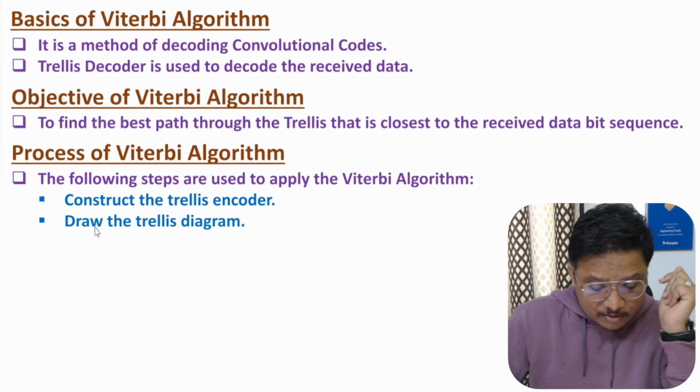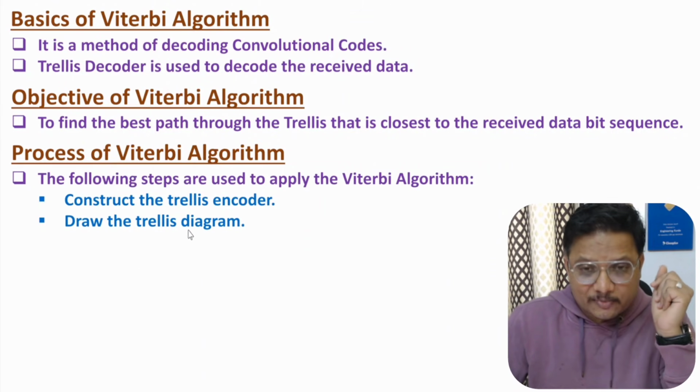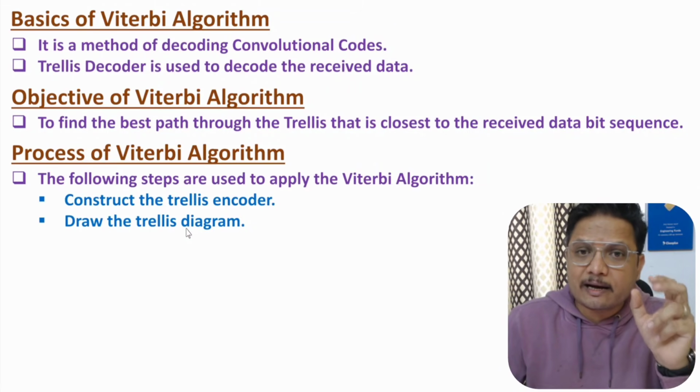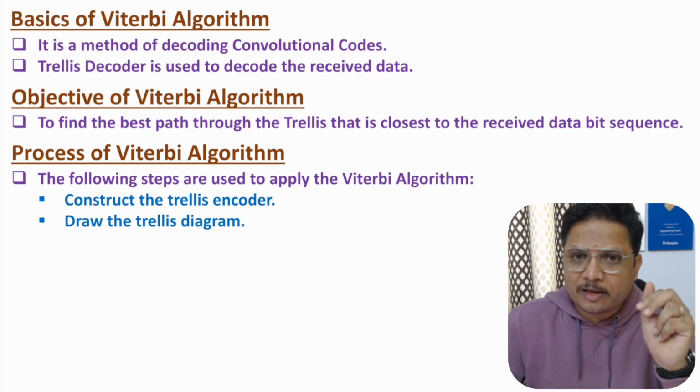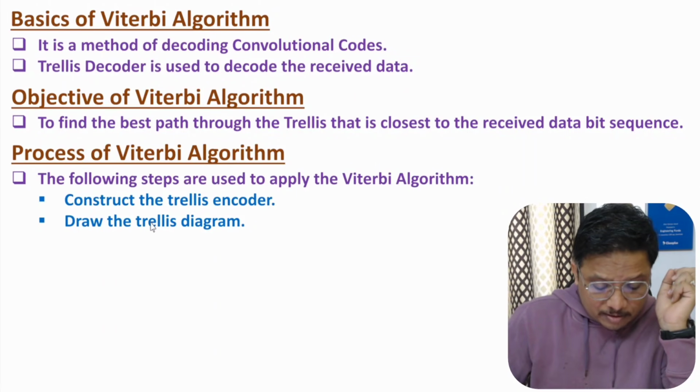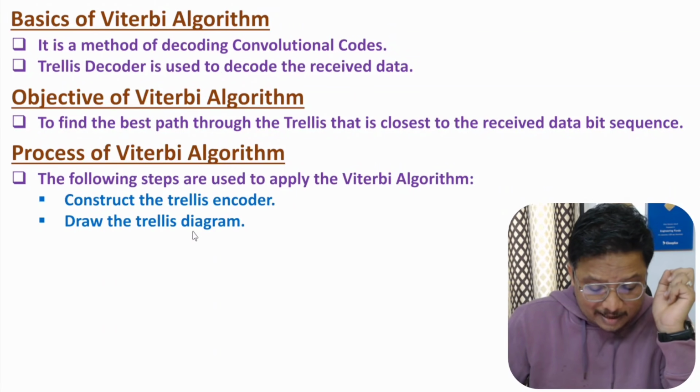In the second step, we need to draw the trellis diagram. In my last video on convolutional codes, I explained how to identify the trellis diagram. That process I'll even follow here with the example. So in the second step, we need to draw the trellis diagram.